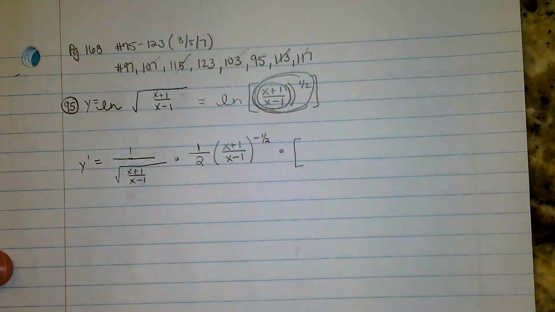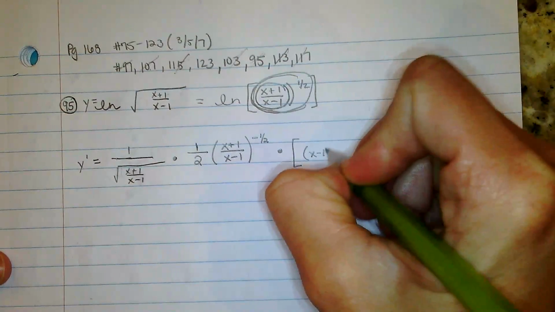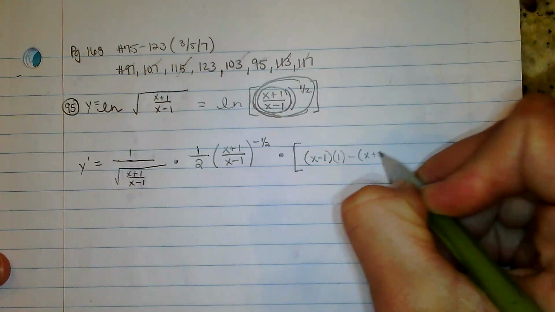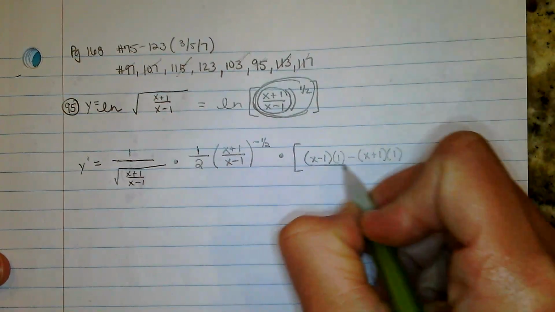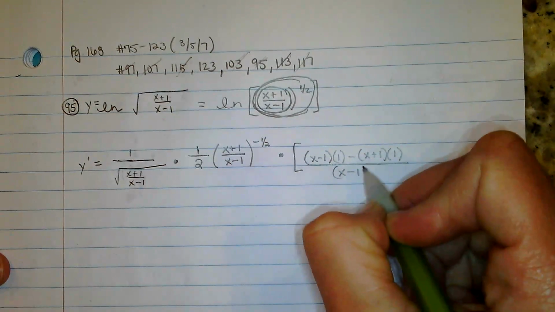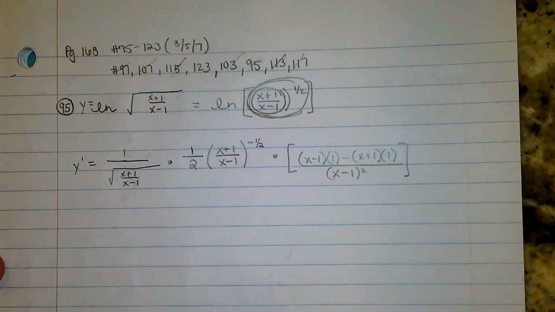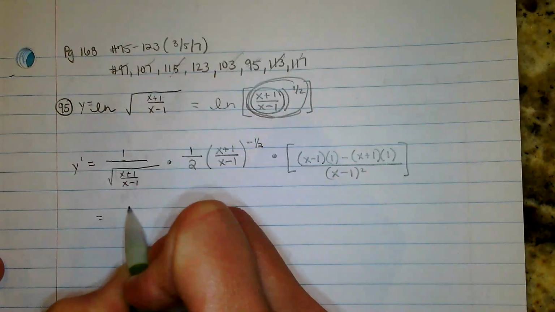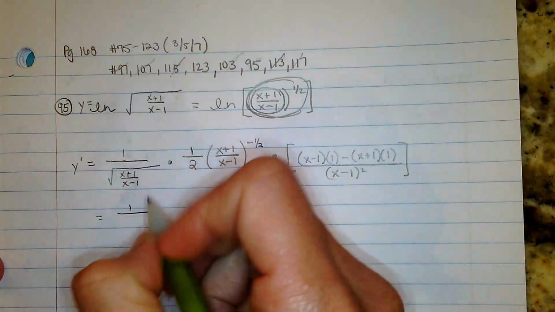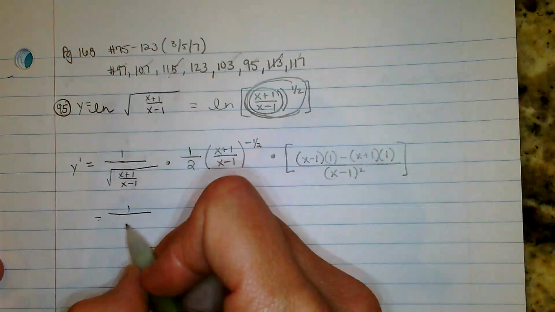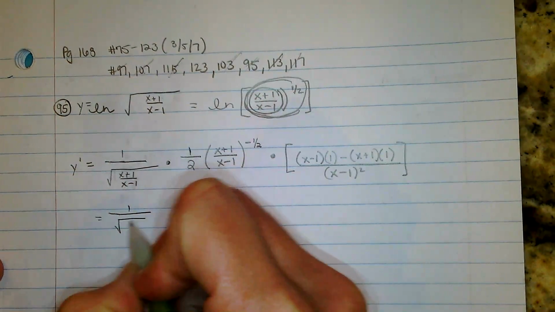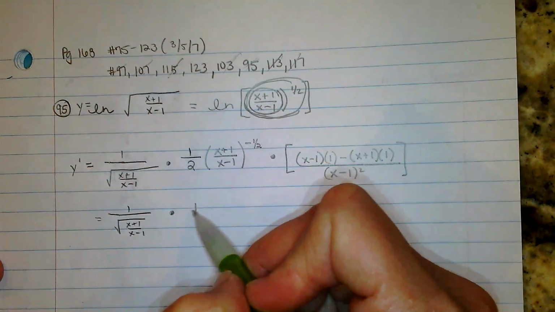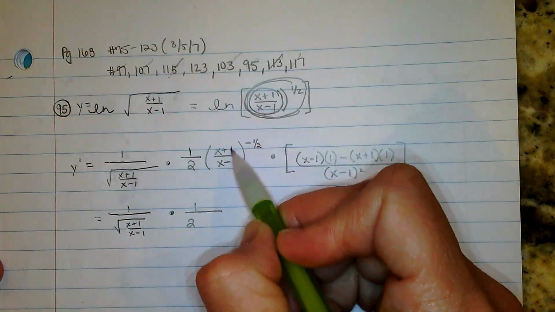So I'm going to use some brackets for organizational purposes. Bottom times derivative of the top, which is 1, minus top times the derivative of the bottom, which is also 1, all over the bottom squared. All right, so as far as cleanup, I'm still struggling with whether I want this to be a radical or an exponent. I'm going to go with still keeping it a radical, not touching that, times the 1/2 I'm going to keep. The negative is going to flip this.